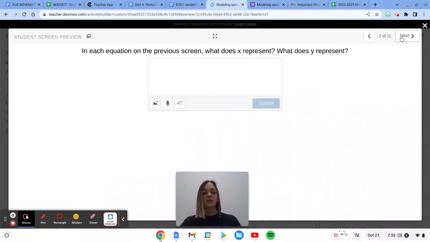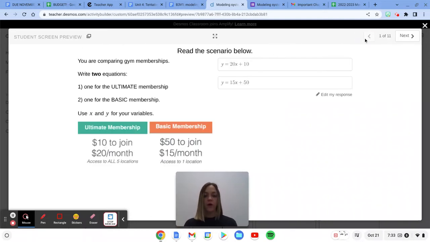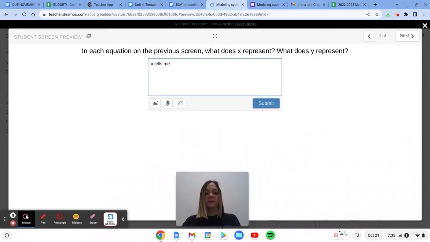Now, if I move on to screen 2, it says in the previous equation, on the previous screen, what does x represent and what does y represent? Going back to our notes, thinking about one of our first workshops, I know that x is going to tell me how many of something. In this case, x in both cases is next to the monthly fee. So that means x is going to tell me my number of months.